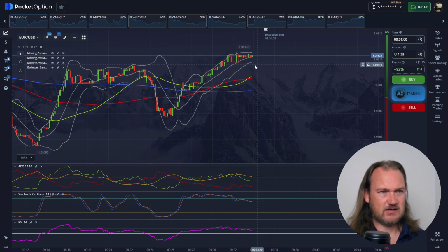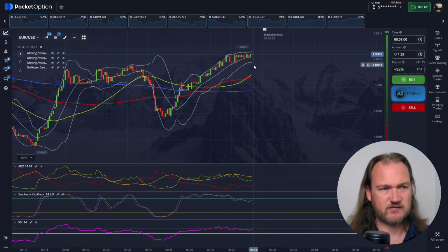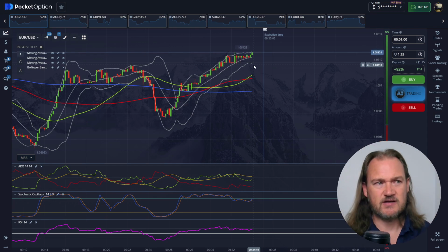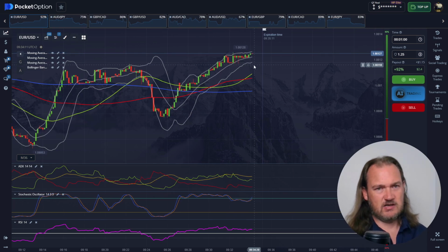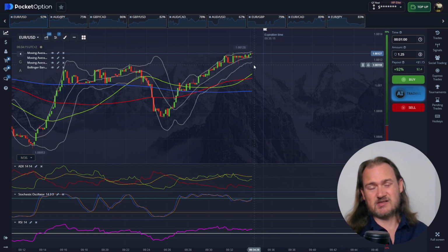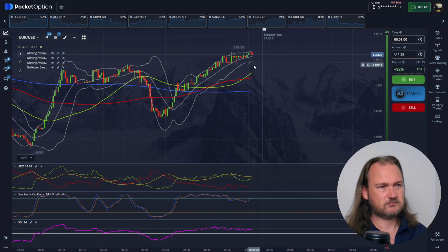So I have no problem. If a setup doesn't look right to me, I've got no problem just leaving the trade and simply waiting for the next entry. There is no reason to take bad trades or setups that don't look good. We get a lot of entries during the day, so there's no need to rush.